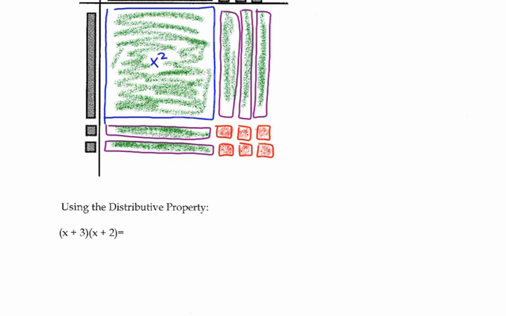And then our 1's. So it does require some drawing. So our solution then would be x plus 3 times x plus 2 would be x squared plus 5x plus 6. That was our solution using the distributive property.